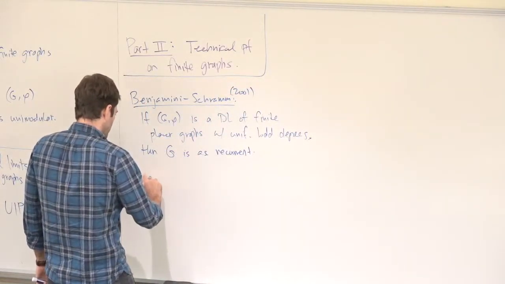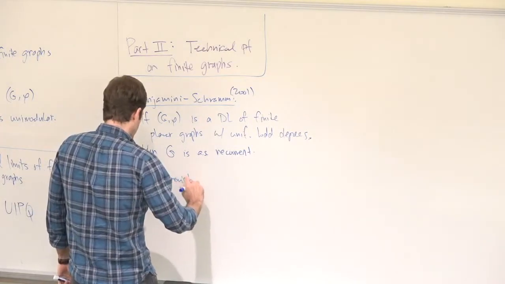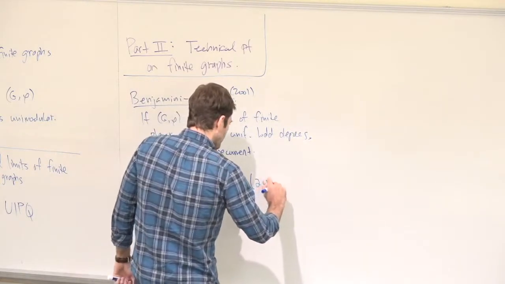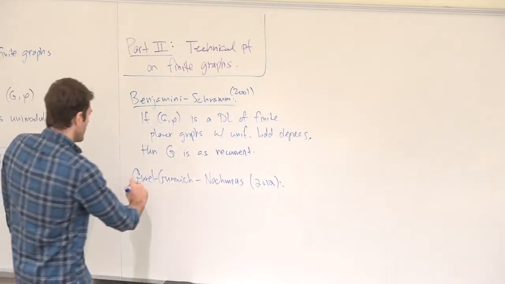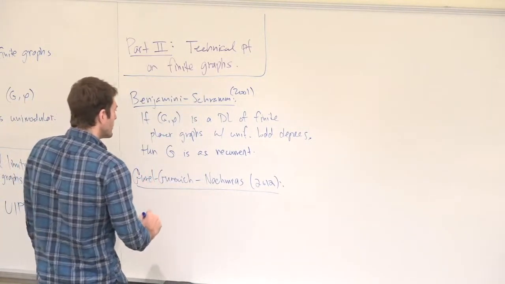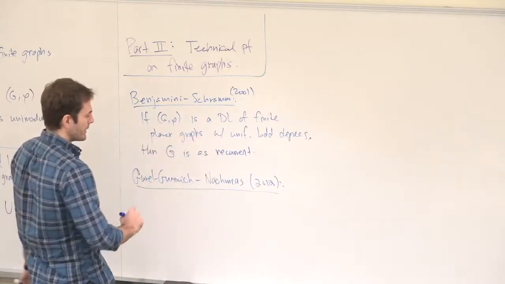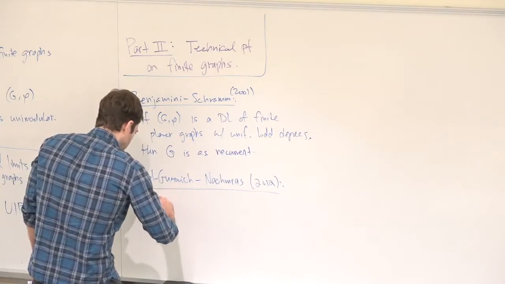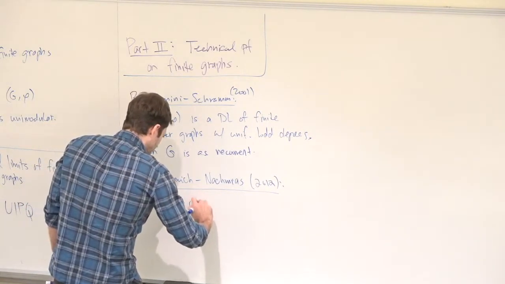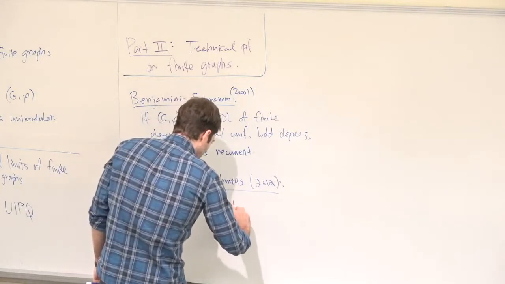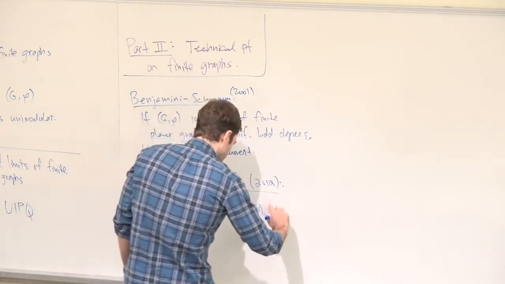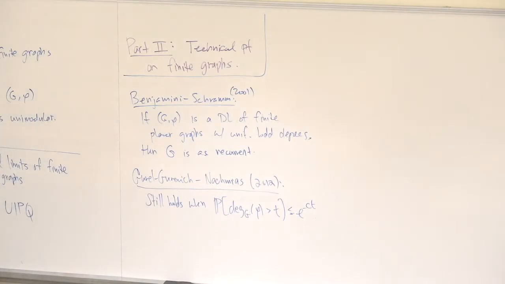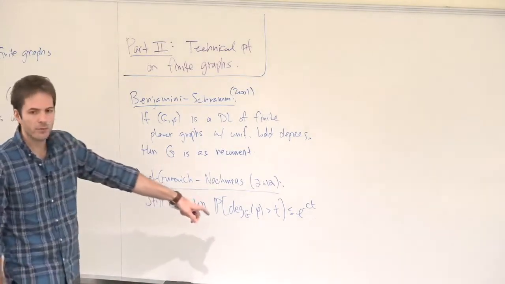So then some other Microsoft alums, in 2012, Gurel-Gurevich and Asaf Nachmias, showed that the same thing holds even if you weaken the uniformly bounded degrees to the fact that the degrees have exponential tails. So this conclusion still holds when you have something like this for some constant c. So the probability that the degrees are not bounded, but they fall off very sharply.